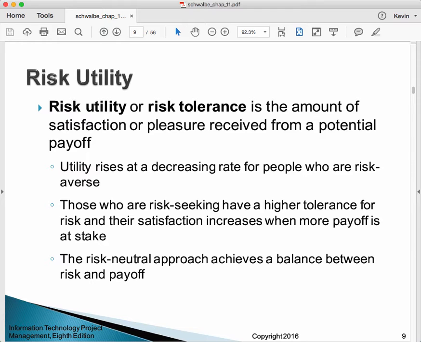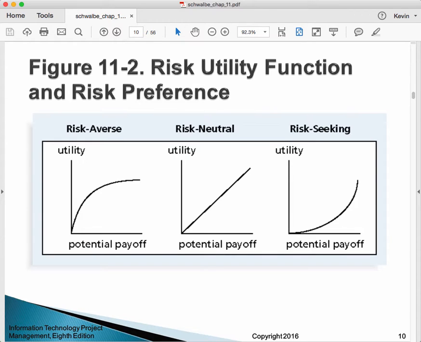So what would these look like if they were graphed? Well, they look like these three curves that we see here. So this is called a risk utility preference function. Okay, so this maps the potential payoff against the utility.